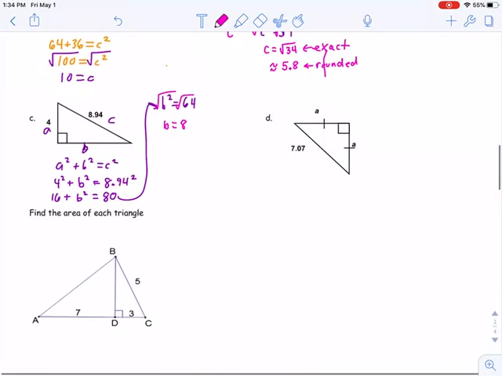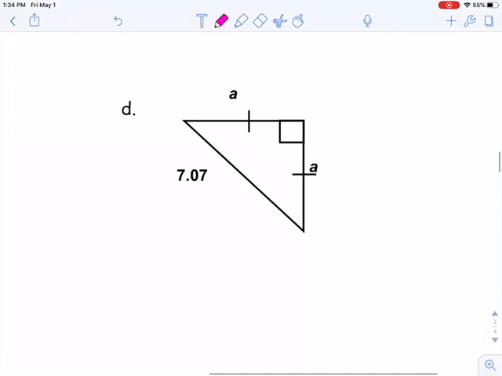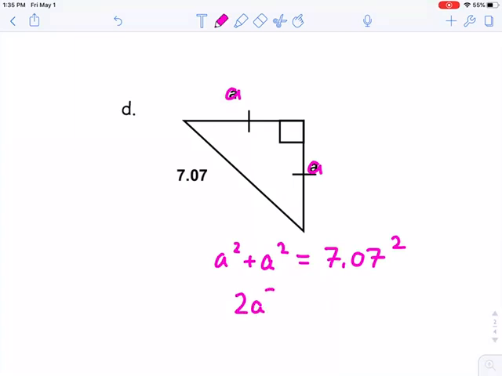Nice. Alright. Then here, ooh, this is kind of interesting. I have A and A. So instead of writing A squared plus B squared equals C squared, I'm going to write A squared plus A squared equals 7.07 squared. Alright, what's A squared plus A squared? It's not A to the 4th. Common mistake, it's 2A squared. 7.07 squared is a number really close to 50.